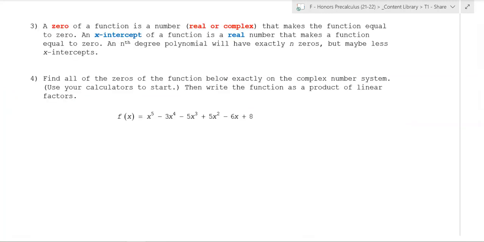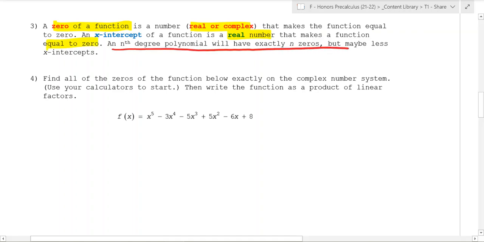So here's where we get into the fundamental theorem of algebra. A zero of a function, as you know, is a number, real or complex, so it could have an i in it or not, that makes the function equal 0. An x-intercept of a function is a real number that makes the function equal 0. This is the key. An nth degree polynomial will have exactly n zeros, but maybe fewer x-intercepts, because it's a real zero if it's an x-intercept, but it doesn't have to have all real intercepts. Some of them could be imaginary.